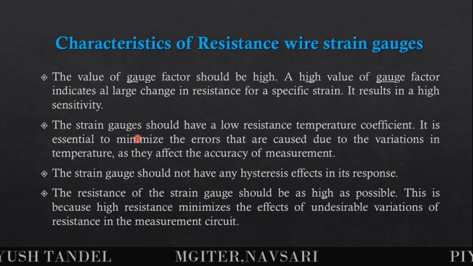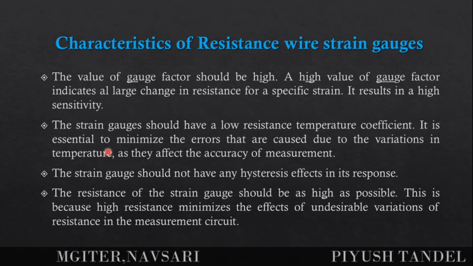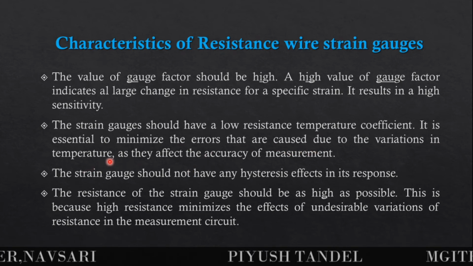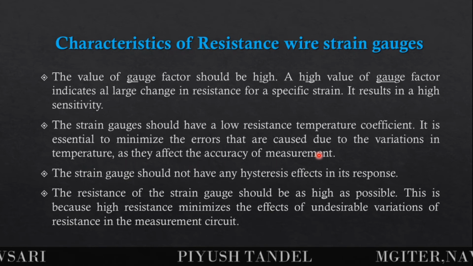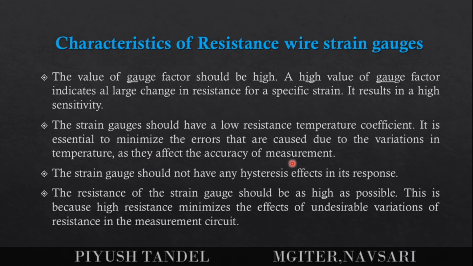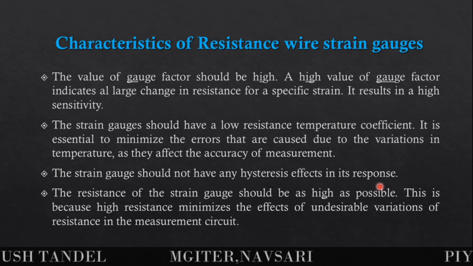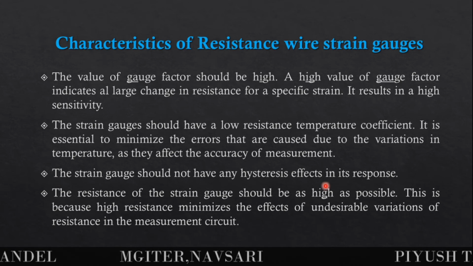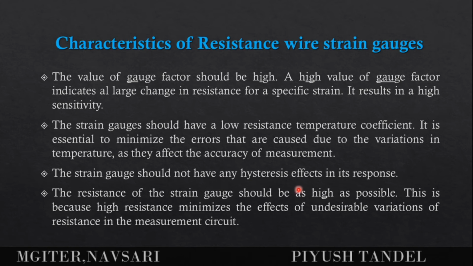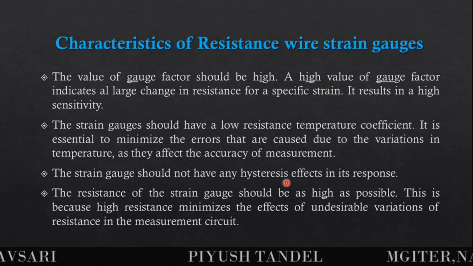The strain gauge should have a low resistance temperature coefficient. It is essential to minimize the errors that are caused due to vibration or temperature, as they affect the accuracy of the measurement. So we need to minimize the error by controlling the physical parameters of the surrounding medium. The strain gauge should not have any hysteresis effect in its response, and we know what the hysteresis effect is. We already studied the definition of hysteresis, right? So the strain gauge should not have any hysteresis, because if it has some hysteresis, error is going to be produced in our output result.